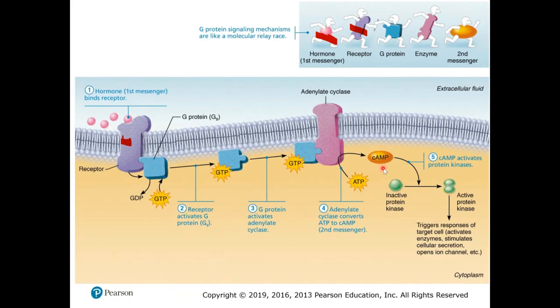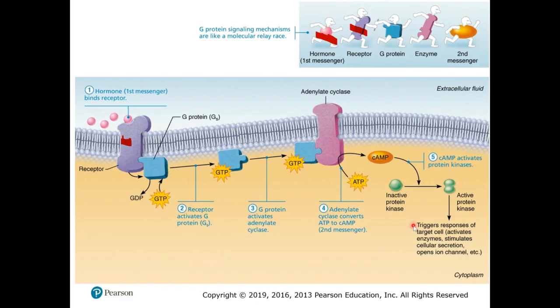And so then the cyclic AMP is typically going to activate a protein kinase. Kinase enzymes phosphorylate some other molecule. That's the nature of a kinase enzyme. And so without the cyclic AMP, the enzyme is off, and the presence of the cyclic AMP activates the enzyme. And then this triggers a response of target cells.